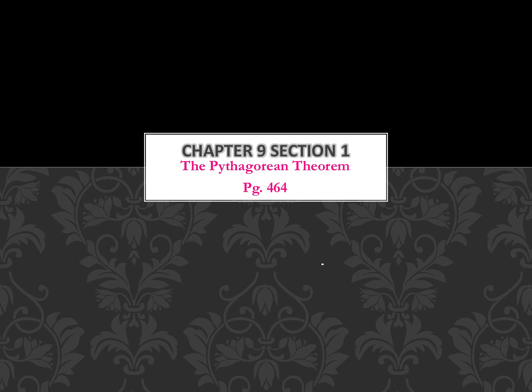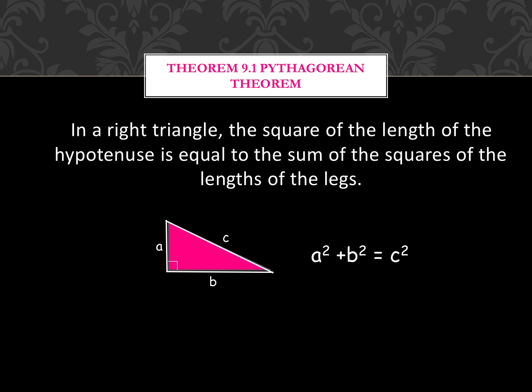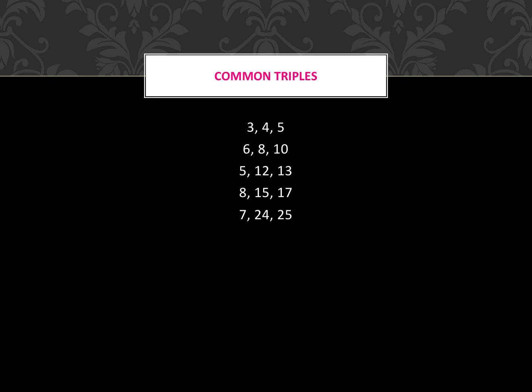Okay, so today we're going to cover chapter 9, section 1. This will be day 2 of the Pythagorean Theorem, so we're going to finish up the notes today. We already talked about what the Pythagorean Theorem was: a squared plus b squared equals c squared. Know that you can also apply this, and be able to recognize some common Pythagorean triples.